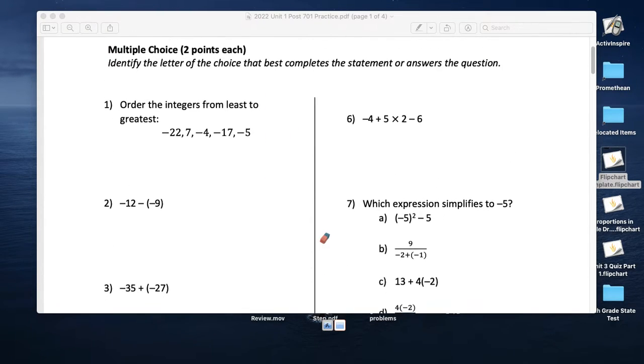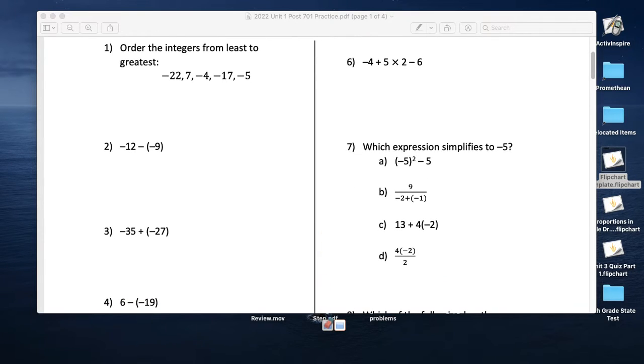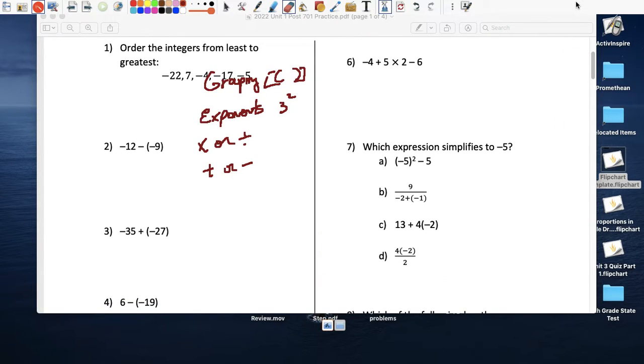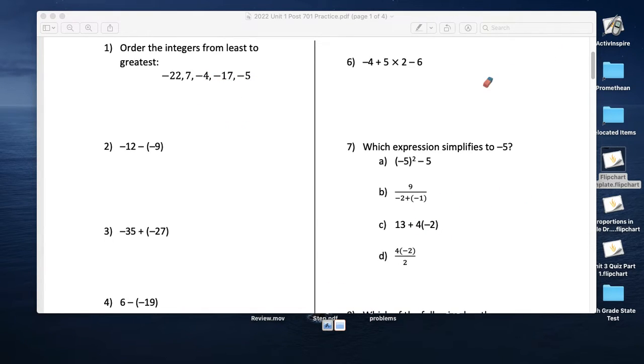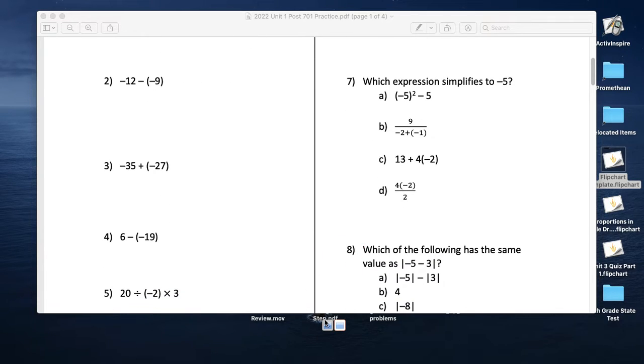Oh, we're going to do 6 now. 6, 7. Okay, same thing here. Just move. What the heck is going on here? Nope.